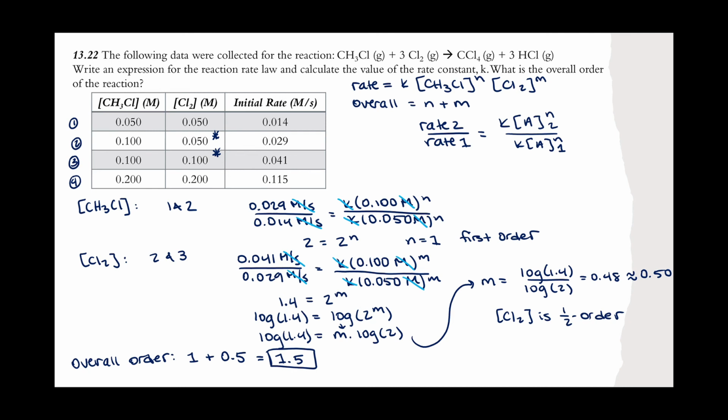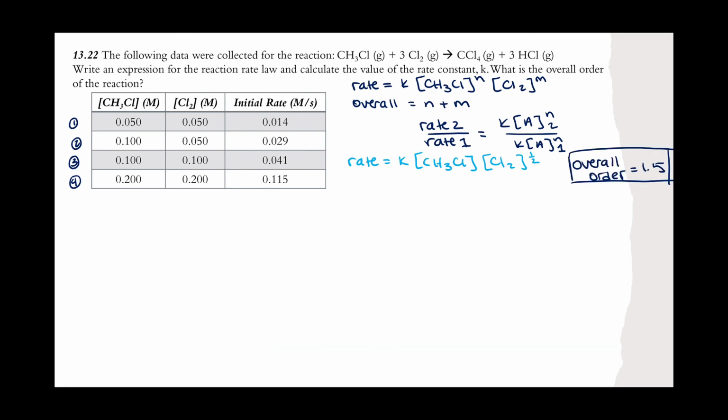I'm going to go ahead and update what my rate law looks like. My rate law at the moment looks like the rate constant times the methyl chloride raised to the first power times the chlorine gas raised to the 1/2 power. Now I'm going to go ahead and erase what I have down here to make room so that we can solve for the rate constant.